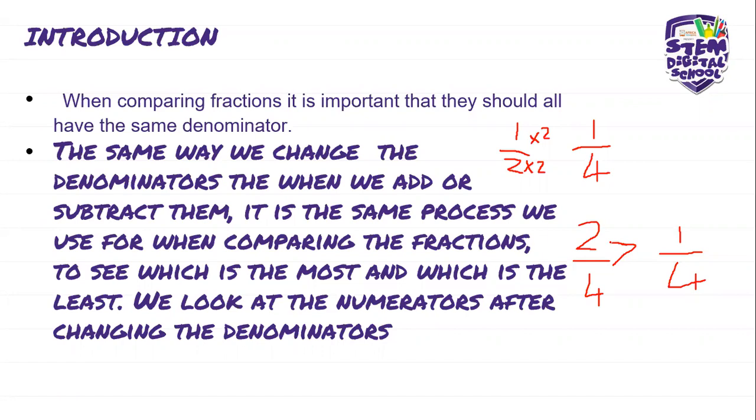We put things on the same denominator, and after changing everything to the same denominator, after looking for the lowest common multiple, that's when we're able to use the numerators to tell us which fraction is more, which fraction is less.